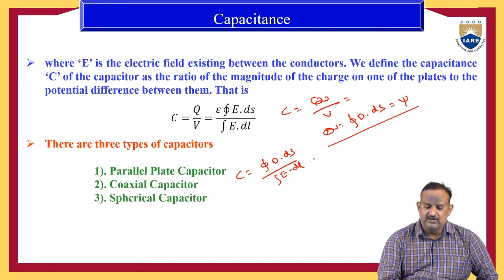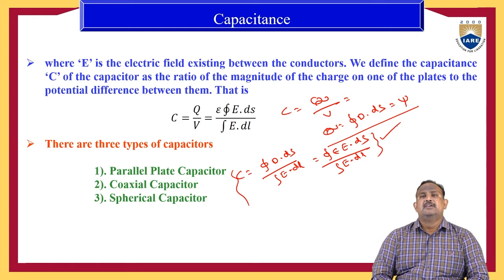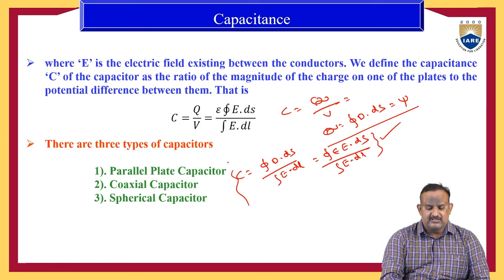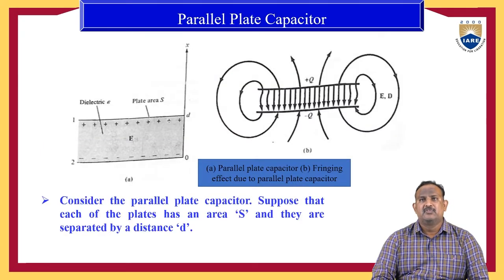But D is equal to epsilon E. So C is equal to the integral of epsilon E dot dS divided by the integral of E dot dl. By using this formula, we can find the capacitance of a particular circuit diagram. There are three types of capacitors: the parallel plate capacitor, the coaxial capacitor, and the spherical capacitor. We will discuss the three capacitors one by one.